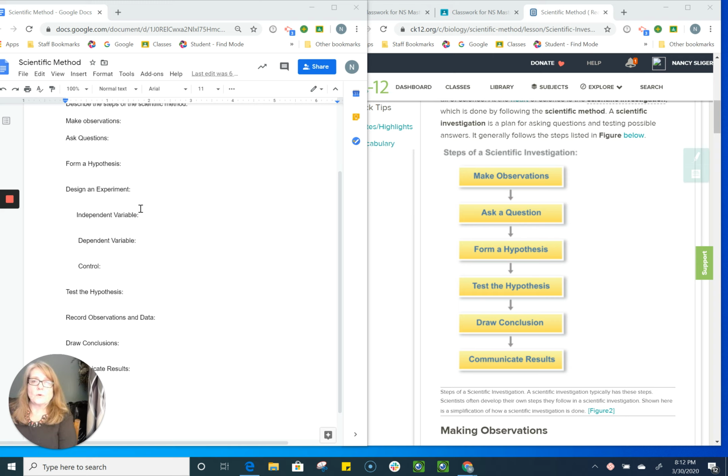And so sometimes one of these steps may be left out. Depends on what's going on in the experiment. But like I said, these are the general steps that you would follow. So I'm going to switch over here for a little bit.